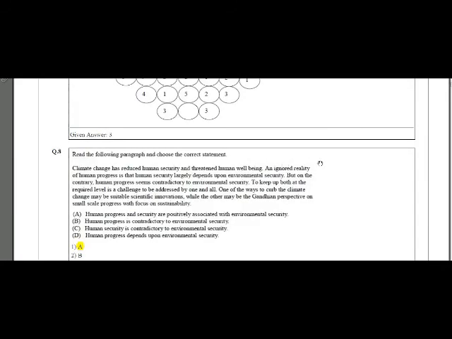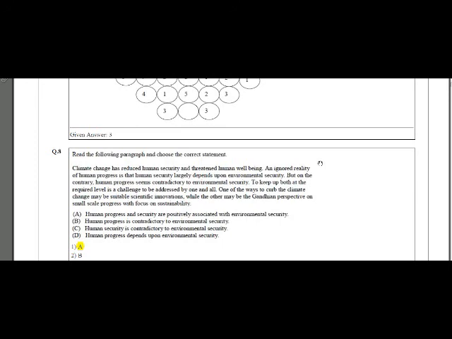So read the following paragraph and choose the correct statement. So let me read the sentence. Climate change has reduced human security and threatened human well-being. An ignored reality of human progress is that human security largely depends upon environmental security. But on the contrary, human progress seems contradictory to environmental security. To keep up both at the required level is a challenge to be addressed by one and all. One of the ways to curb climate change may be suitable scientific innovations, while the other may be the Gandhian perspective on small-scale progress with focus on sustainability.